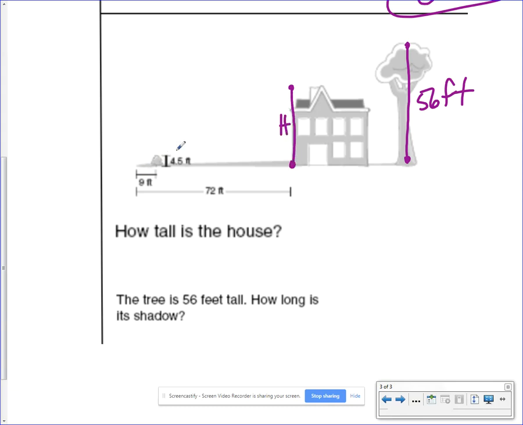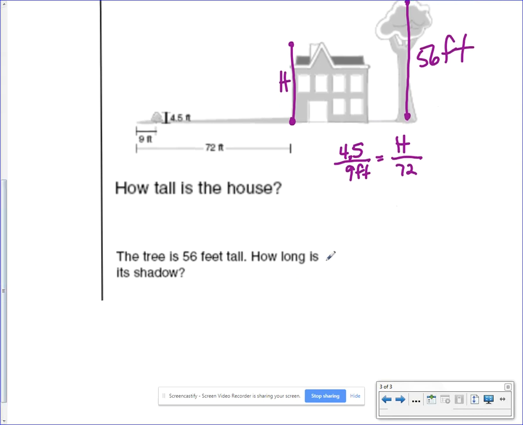It looks like this tiny tree has a relationship of 4.5 feet tall to a 9-foot shadow. That's kind of nice. Do you see that relationship? This shadow looks like it's double. So I can tell that the house has a shadow of 72 feet. Go ahead, cross multiply, and figure out how tall the house is. I will set this one up, and then you go ahead and pause the video and check your answers against mine once you restart.